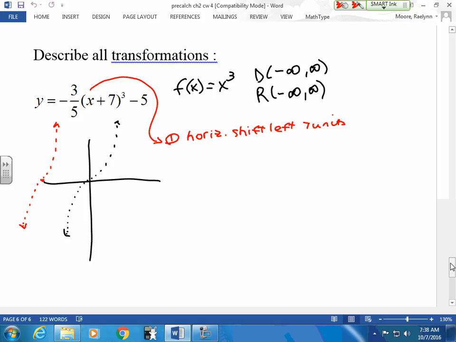Now, in order of operations, I took the x, I added 7. I come out here. What's the next thing I do? That's my function. I would multiply by 3/5. So ignore the negative right now. That would be a vertical shrink, and it's going to push this out a little bit. It's a little bit weird. This one's going up here. This one's going down here. It's a shrink. Okay, so I had it right the first time.